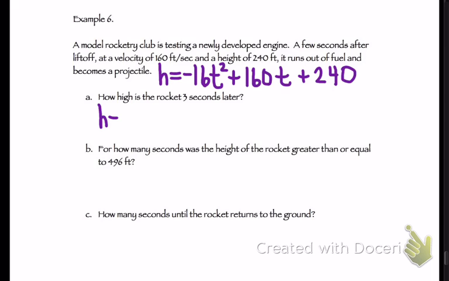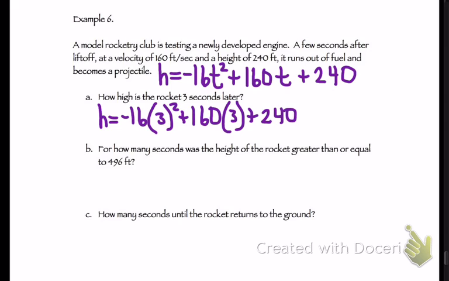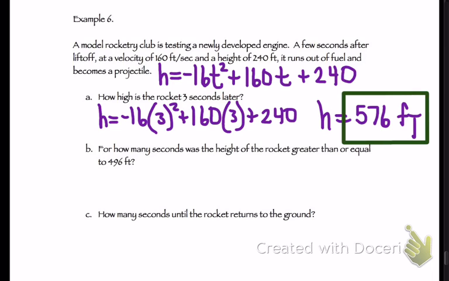Letter A, take a look. How high is the rocket 3 seconds later? So I want you to think that is actually a time. 3 seconds later, so to figure out how high the rocket is, I can just do what I've done in the past. Plug in 3 wherever I see a T, do that in my calculator, solve it, and I get 576 feet.